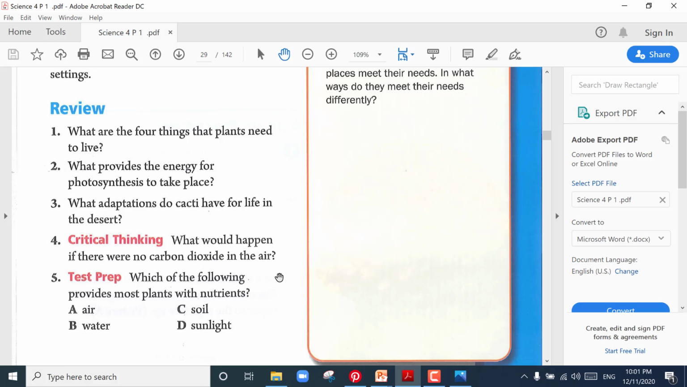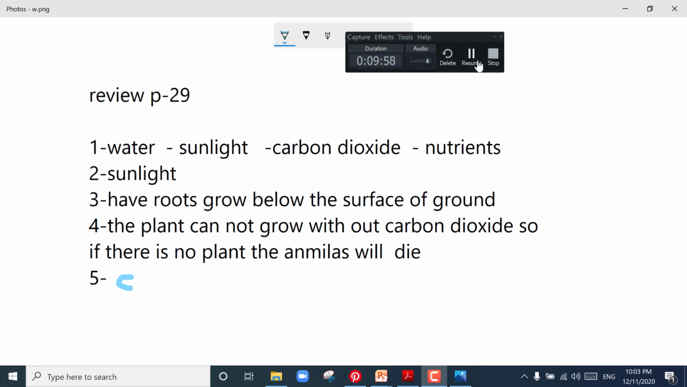Which of the following provides most plants with nutrients? We have air. Air can provide a nutrient. No. Water. No. And sunlight also no. We will choose soil. Plants can get their nutrients in soil, so put C in a circle.